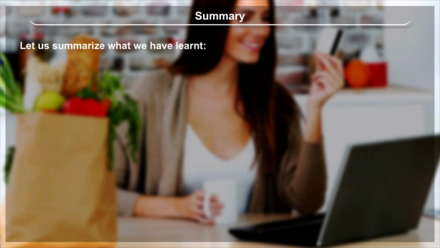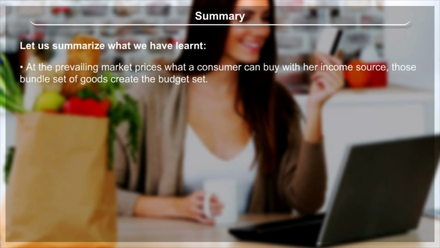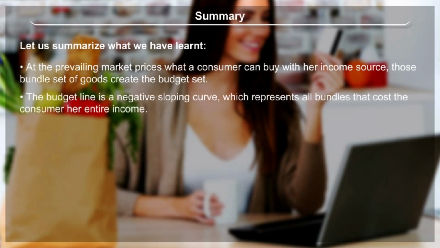Summary. Let us summarize what we have learned. At the prevailing market prices, what a consumer can buy with her income, those bundled sets of goods create the budget set. The budget line is a negatively sloping line, which represents all bundles that cost the consumer her entire income.